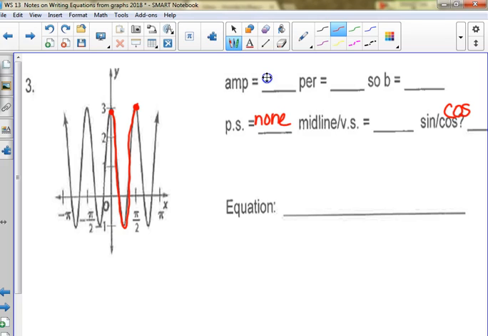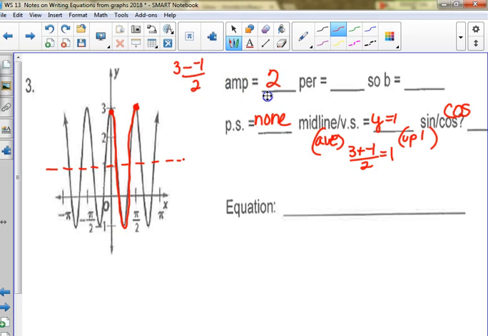What do you want to do first? Honestly, I like to do the midline first, after I pick the shape. I usually pick the shape first, I don't know why. Okay, the midline, remember, is the average. It's down the middle. So if we do 3 plus -1 divided by 2, what do we get? 1. So the midline is at 1. So the vertical shift is going to be up 1. And then it's pretty easy to just figure out the amplitude is how far above or below that, which is 2. Or you could have said the max minus the min divided by 2. That would be 4 divided by 2 is 2. Everybody okay?